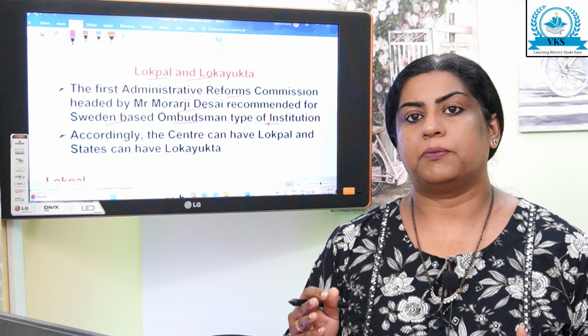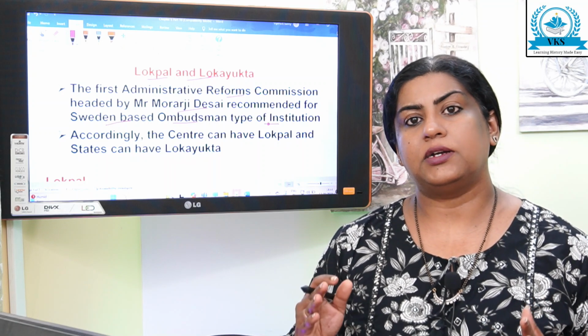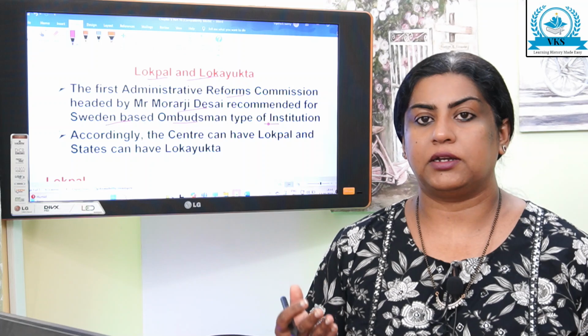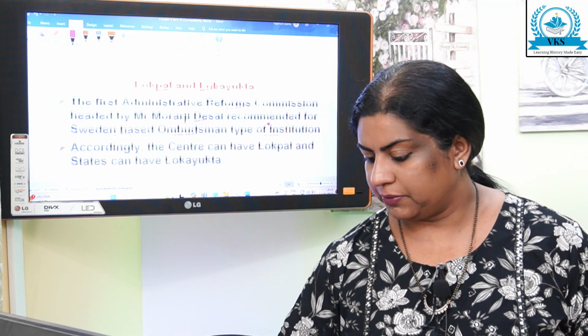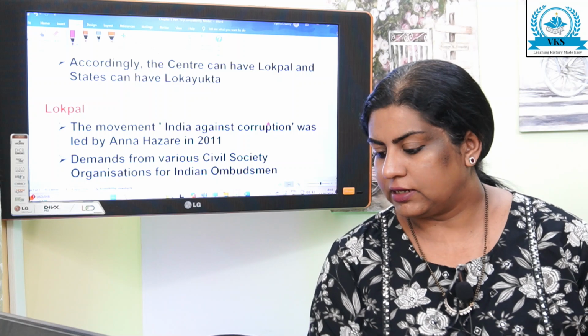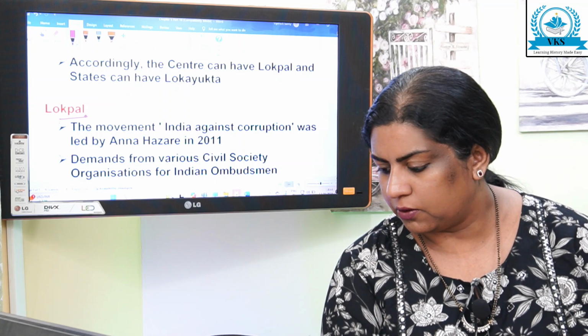Now, what is Lokpal and what is Lokayukta? How does it help in controlling or combating corruption? So, let us see in detail. First, let us see in detail about Lokpal.